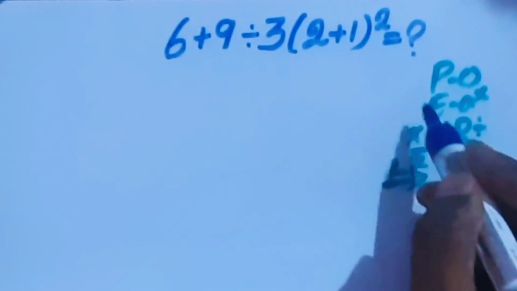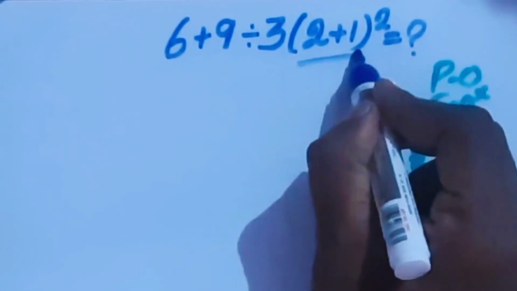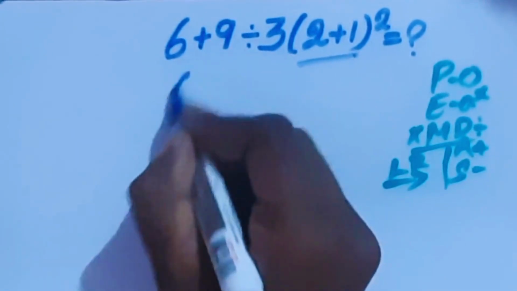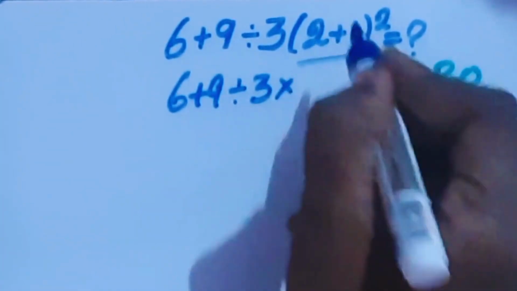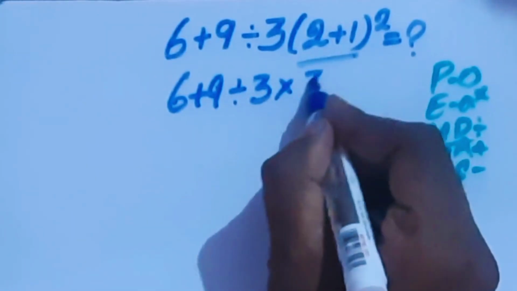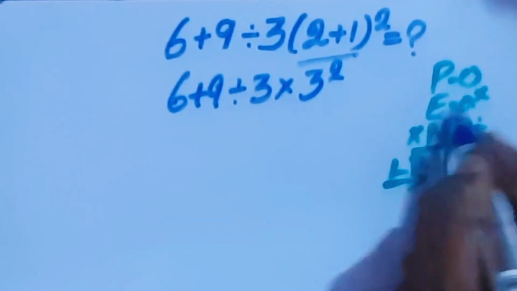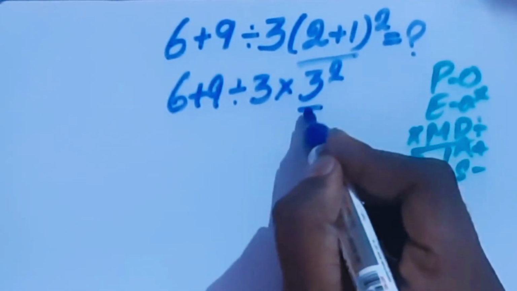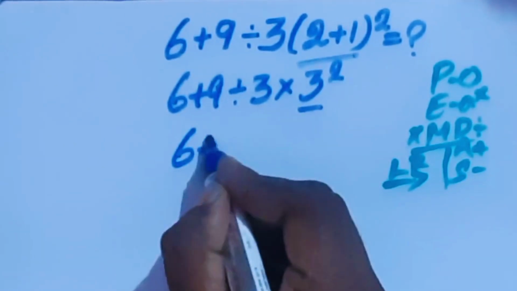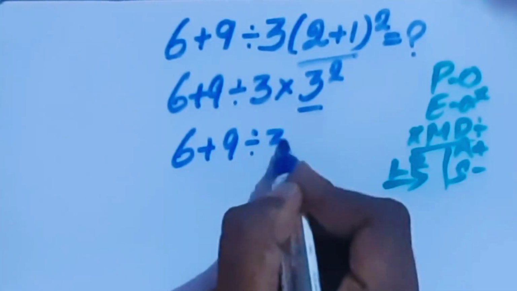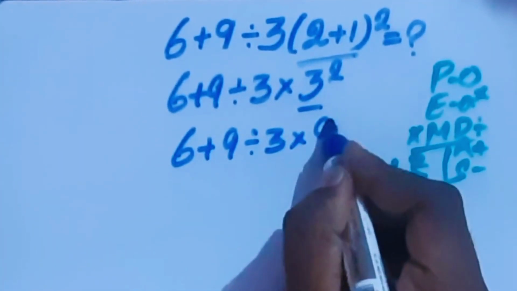As per the order of operations PEMDAS, the bracket is higher priority, so we have to do this bracket before this operation. Here 6 plus 9 divided by 3 times, the bracket is 2 plus 1 is 3, squared. The next priority is exponent. We have the exponent here, 3 squared. We have to do this 3 squared before this operation. Here 6 plus 9 divided by 3 times 3 squared is 9.